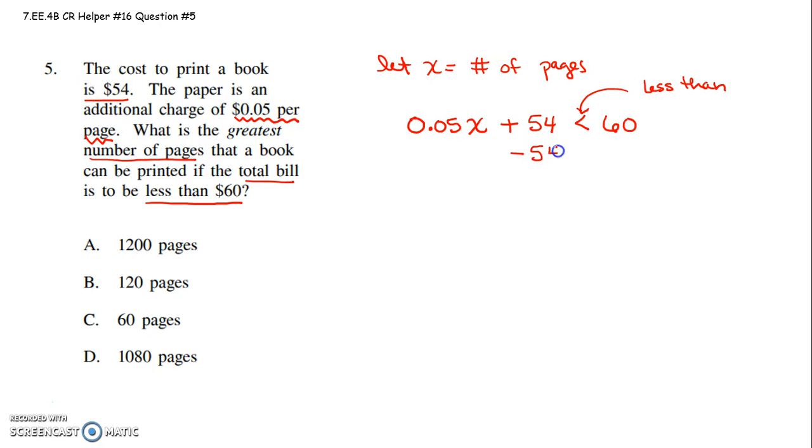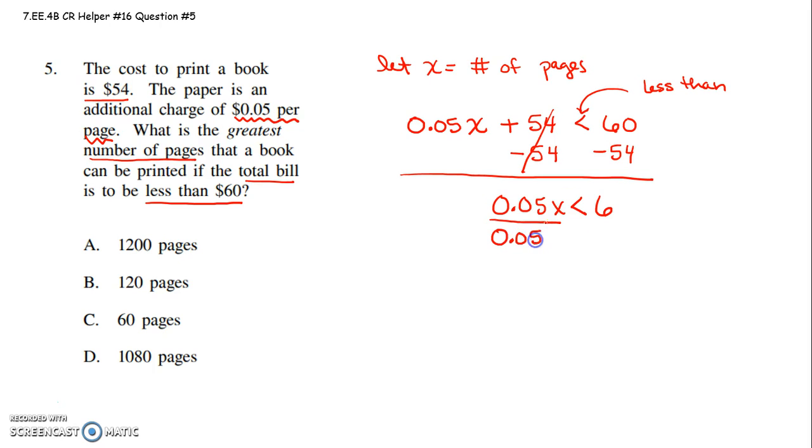So I'm going to subtract 54 from each side to move all my constants to the right-hand side of that inequality symbol. Left-hand side, I'm left with 0.05x is less than, make sure you keep your inequality symbol, and 60 minus 54 is 6. Now, how do I get x by itself? Well, 0.05 is being multiplied by x. I undo multiplication with division. So I divide the left-hand side of this inequality by 0.05. So I'll divide the right-hand side of this inequality by 0.05.